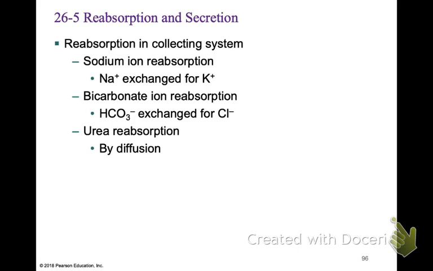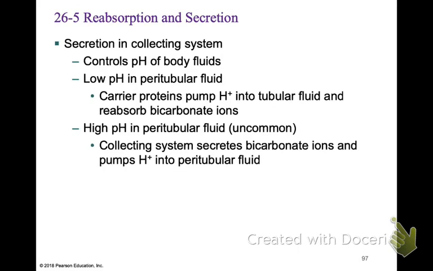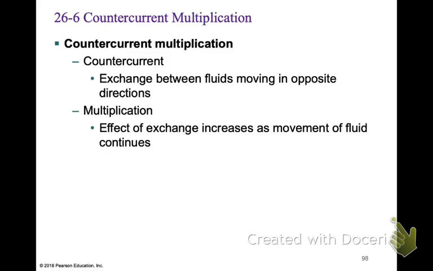Urea is technically lipid soluble, but it's really small, and it can get through plasma membranes without a whole lot of difficulty, so you don't need a transporter for it. It can get reabsorbed by diffusion. Secretion in the collecting ducts, likewise, is for pH control, so we'll come back and talk about that later.